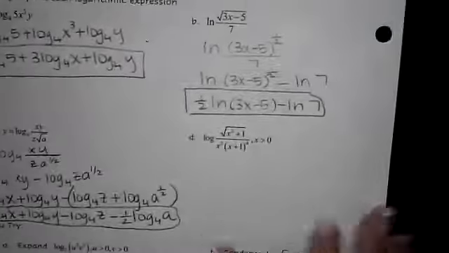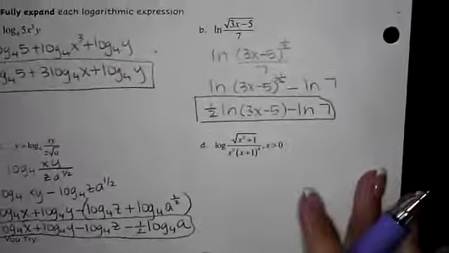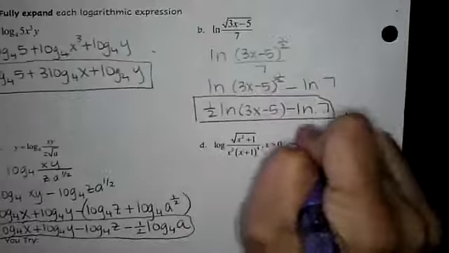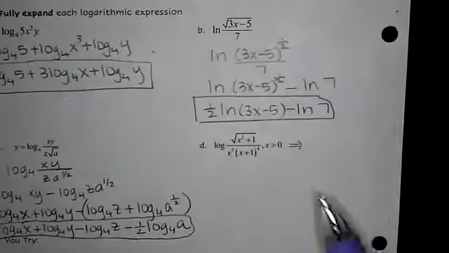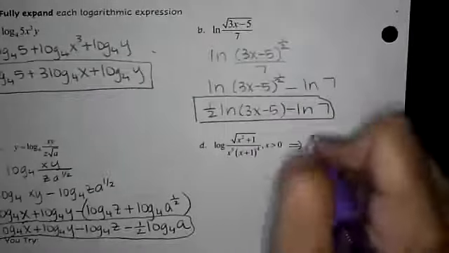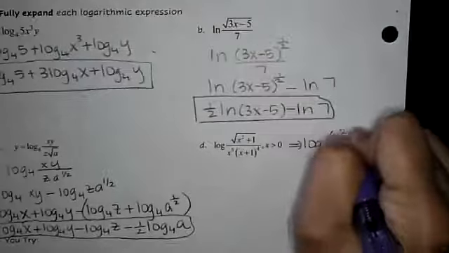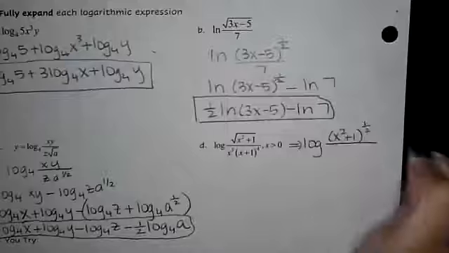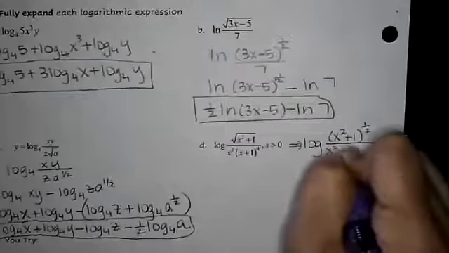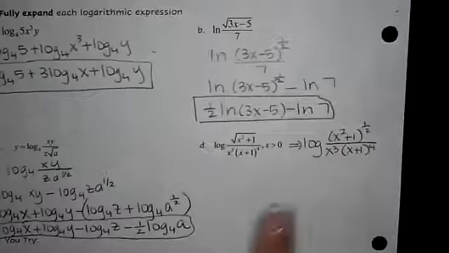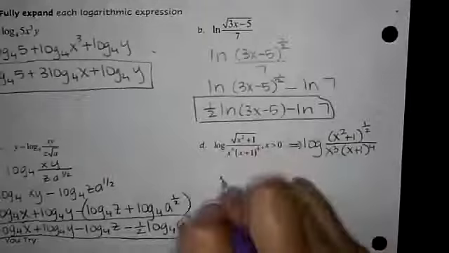All right, here is another one. Again, it looks really complicated, but you're just taking it step at a time. So the first thing I would want to do is go ahead and change those to the rational exponents. So we get log of x squared plus 1 to the 1/2 over x cubed times x plus 1 to the 4th. So I've changed my radical to the 1/2 exponent. Now we're ready to separate.